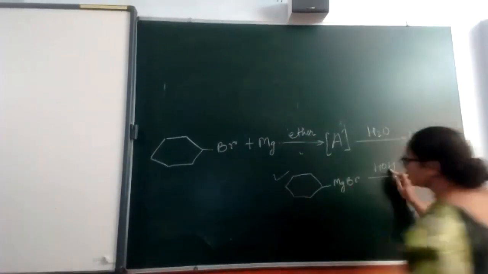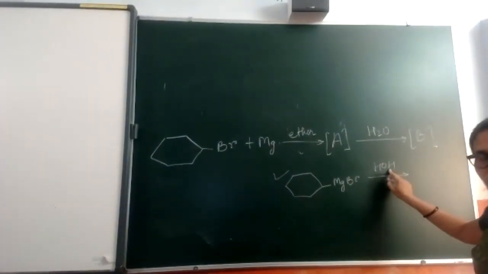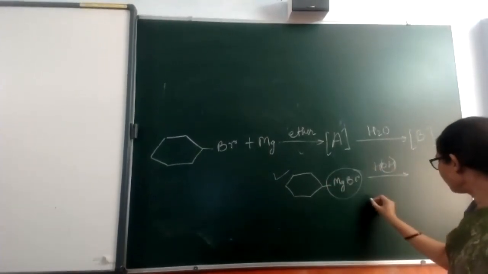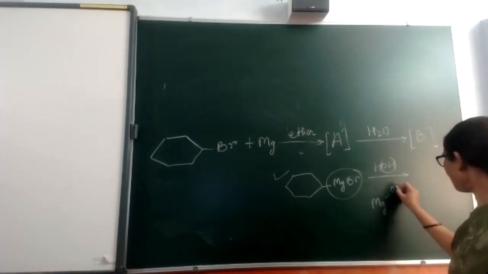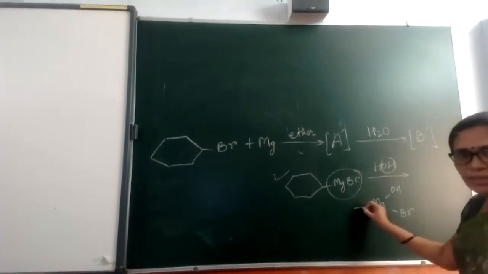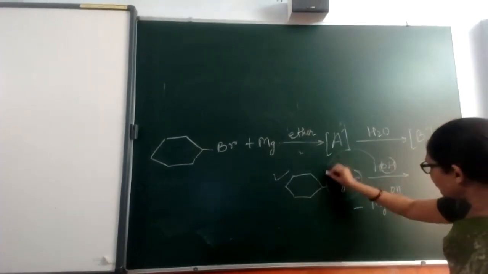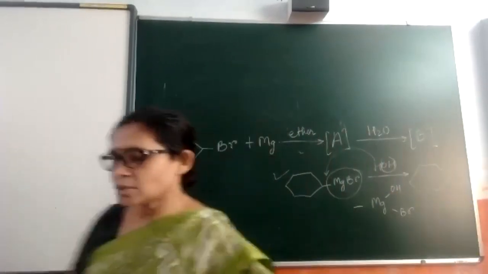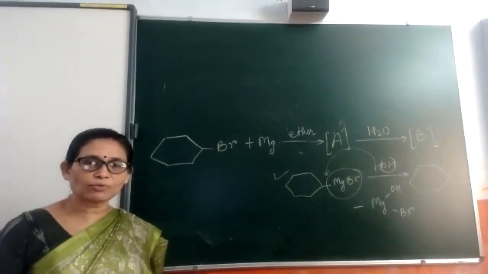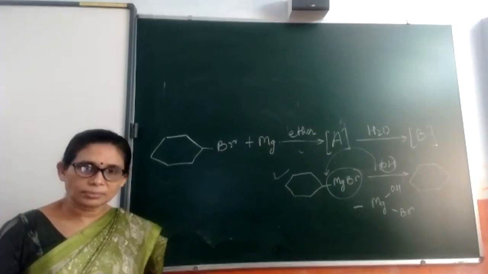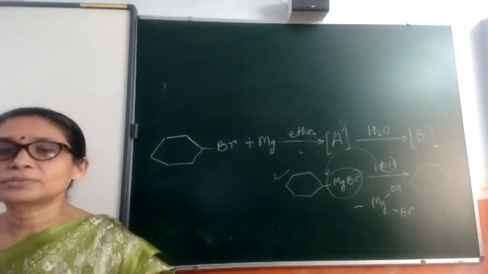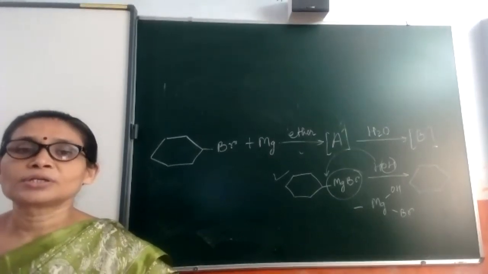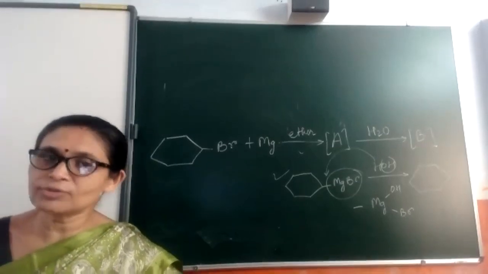And then when it will come in contact with water, always you will get hydrocarbon. This portion will give you this type of byproduct. This is the byproduct, but the main product will be, this H will go here. So you will get cyclohexane. Always when Grignard reagent comes in contact with water, it will give hydrocarbon. Not only water, with alcohol also it does the same. Alcohol is also having OH. So when it comes in contact with alcohol, then also it will give hydrocarbon.